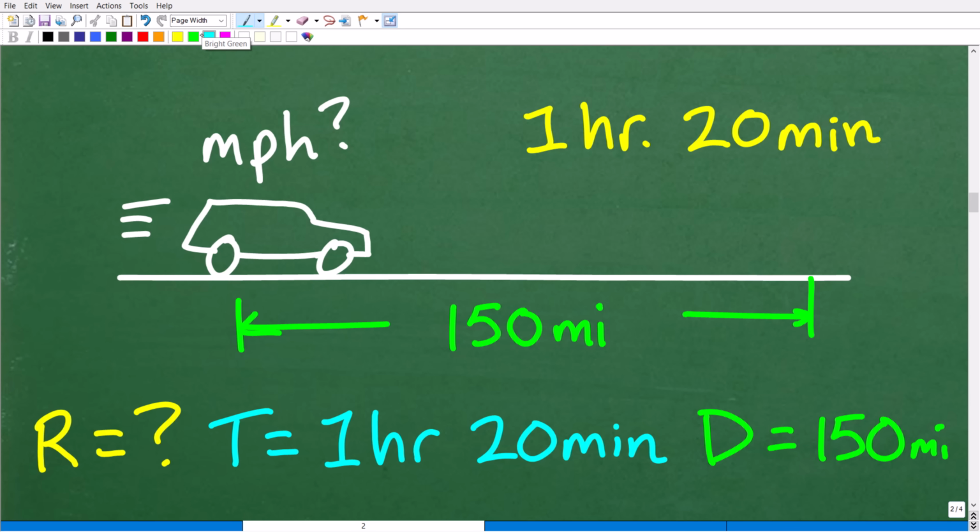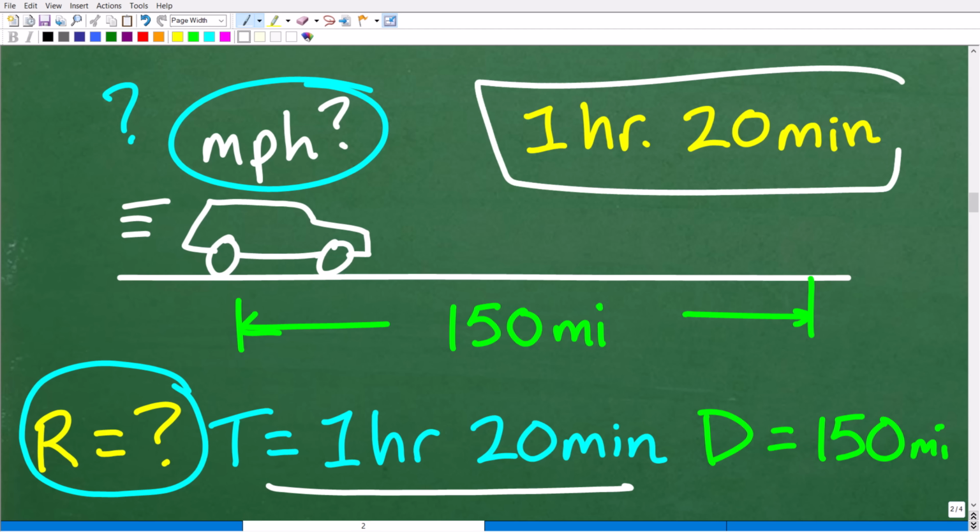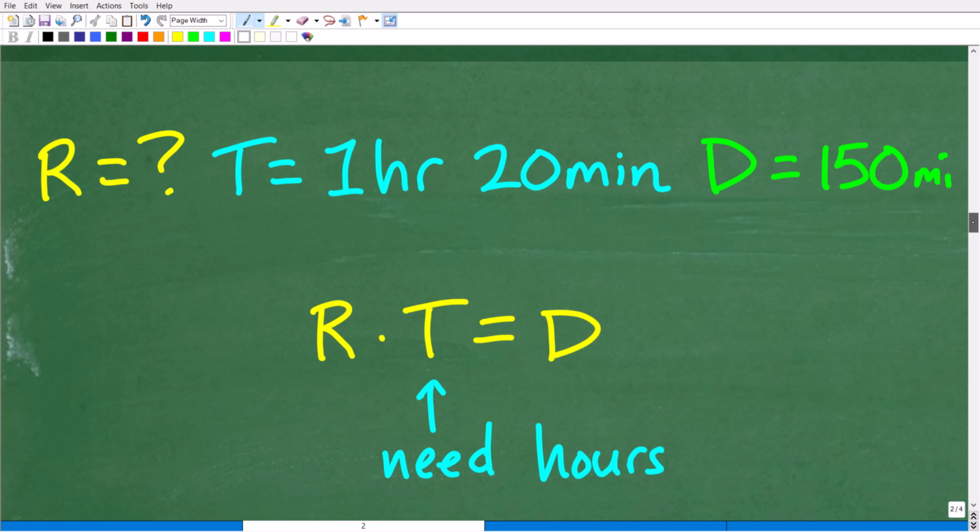So let's go ahead and define the variables here. We know our rate times time is equal to distance formula. So what is the rate? Well, this is what we're looking for, right? This is the whole question. We don't know that. What is the time? Well, our time is right here, 1 hour and 20 minutes. And what is the distance? 150 miles. Now we need to go ahead and put this all together into our lovely formula.